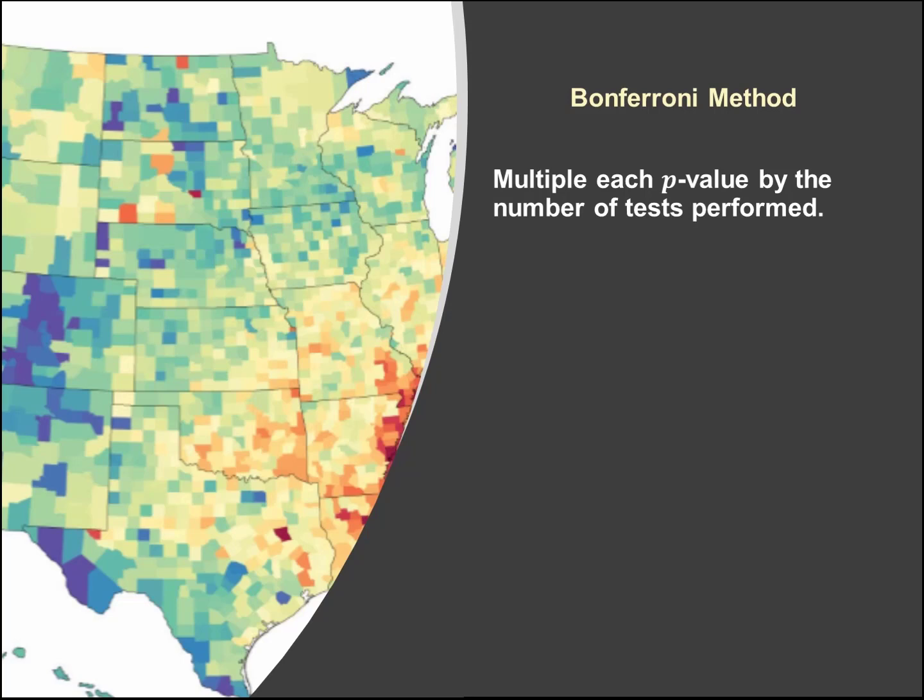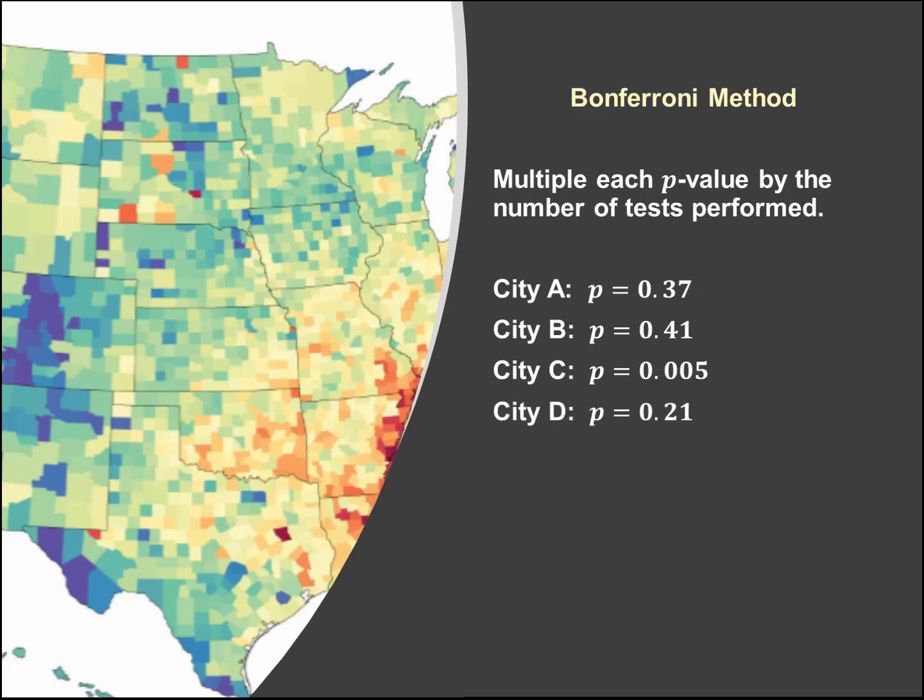Let's go back to the cancer rate example. Suppose that 4 cities are tested to determine whether their cancer rates are above 487 per 100,000 people. The results of the test are as follows. City A had a p-value of 0.37. City B had a p-value of 0.41. City C had a p-value of 0.005. And City D had a p-value of 0.21.